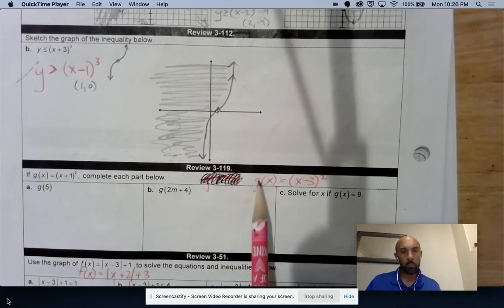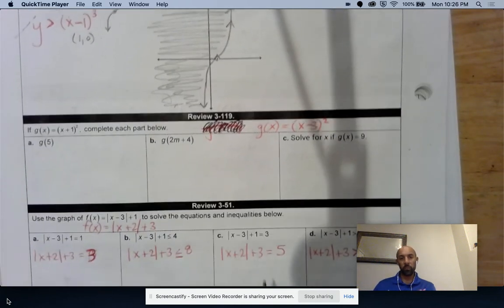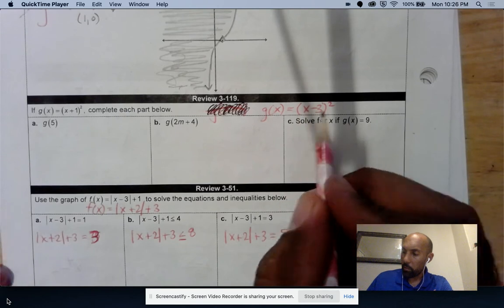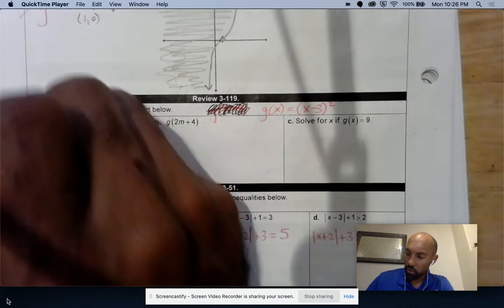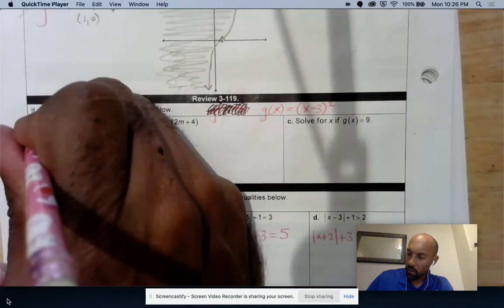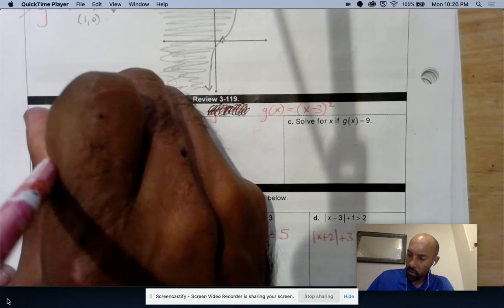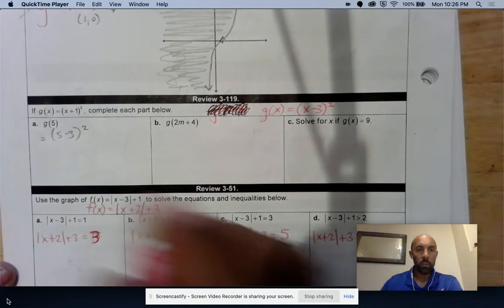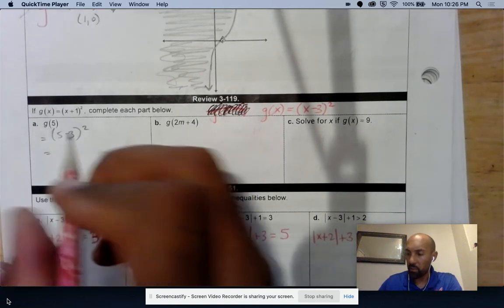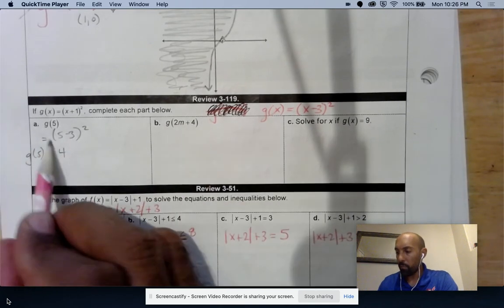Okay, so now on this one, I'm going to use this function to figure out all of these. Again, this is similar to the first page. So I plug in that 5 to the function. Five goes in there, so 5 minus 3 squared. Pretty simple. So 5 minus 3 is 2. 2 squared is 4. g of 5 equals 4.